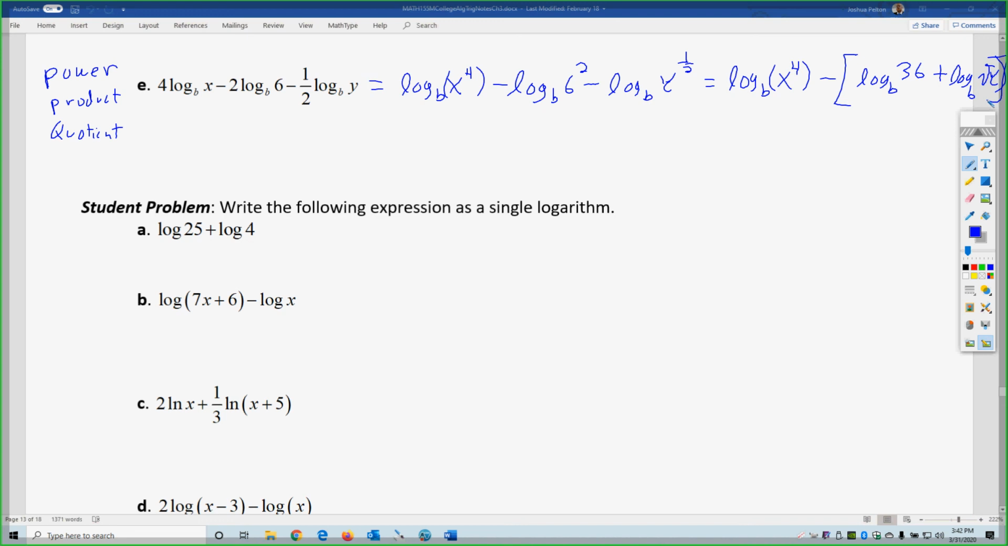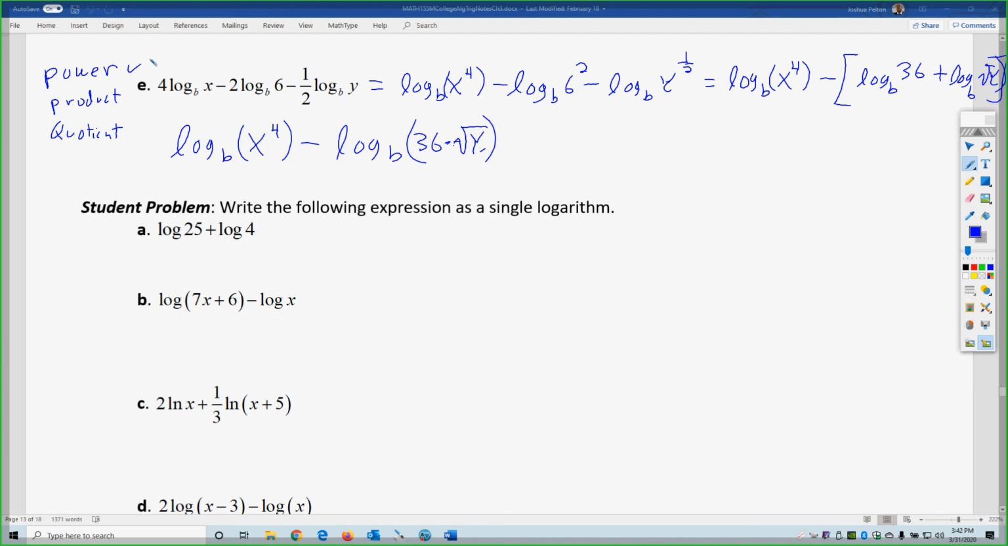So why did I take out the subtraction by factoring out? Otherwise, you'd have two quotient rules of two subtractions. You'd have a fraction on top of a fraction, which we don't have. So when you see that, just divide it out. Now I can do the product rule and get log base b of x to the 4th minus log base b of 36 times the square root of y, because that's an addition down there of two different logs of the same base.